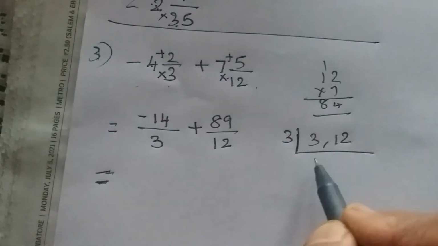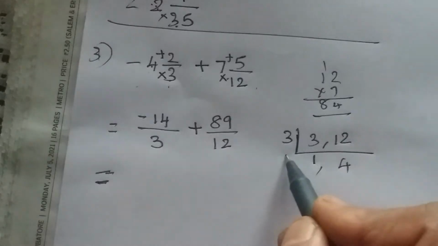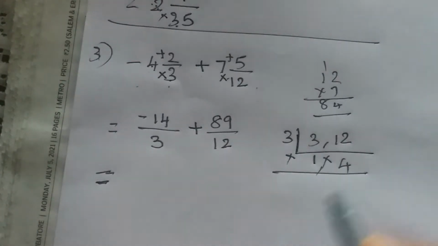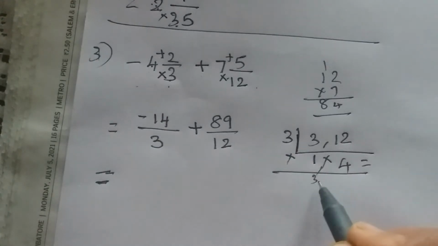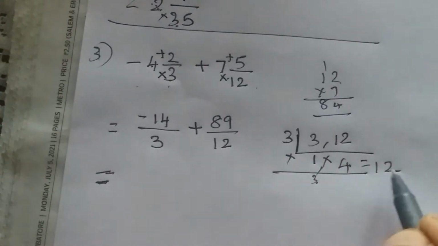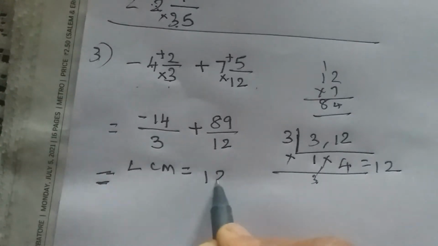So it comes in the 3 table. 3 1s are 3. 3 4s are 12. So 1 and 4 don't have a common factor. We can stop the division here. So multiply them. 3 1s are 3 and 3 4s are 12. So our least common multiple is 12.